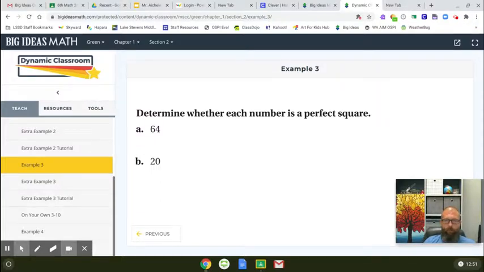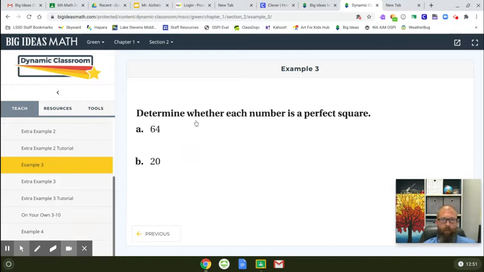Good to see you. We are now on chapter 1, section 2, example 3. So 1.2, example 3. And it's going to get a little bit harder now. In your notes, there'll be a definition of what is a perfect square. And a perfect square is a whole number, the square of a whole number. What does that mean? That means 8 times 8 or 2 times 2. It has to be the same number twice.